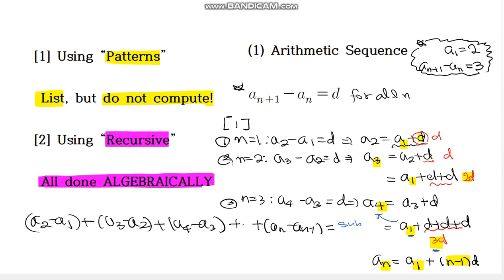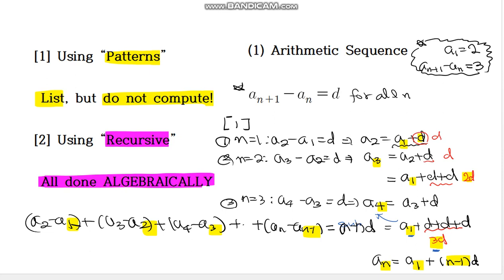Then how many D's do we have? We need to count here, right? 1, 2, 3, all the way up to n minus 1. So now we have n minus 1 D's, right? Because these are all D's. Therefore, now let's compute them.